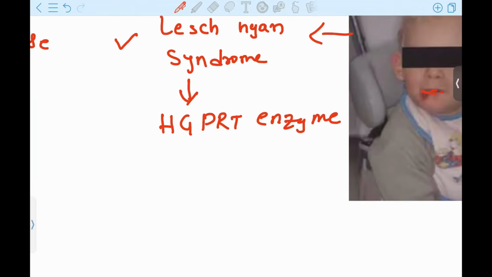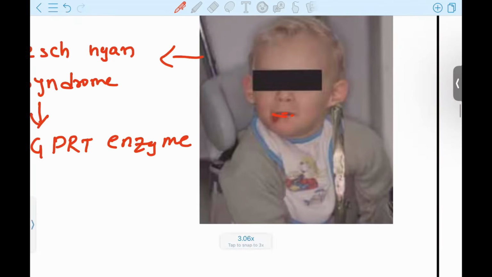So the common symptoms are as we discussed. The patient will have very high uric acid levels, and this can lead to gout symptoms early in childhood itself.